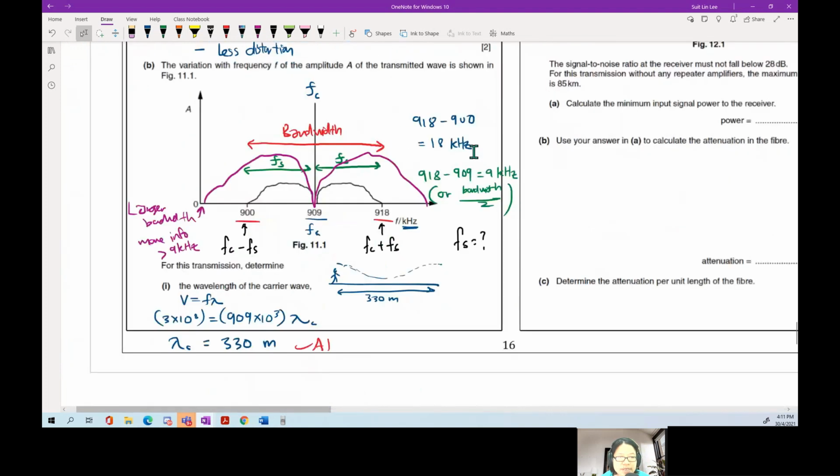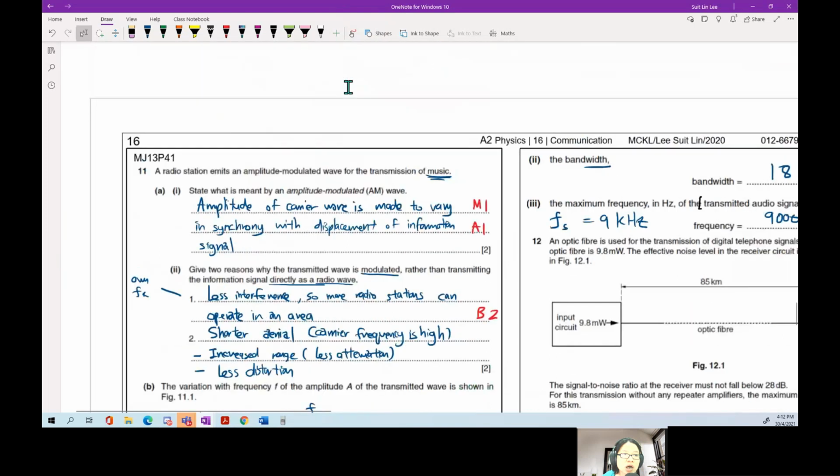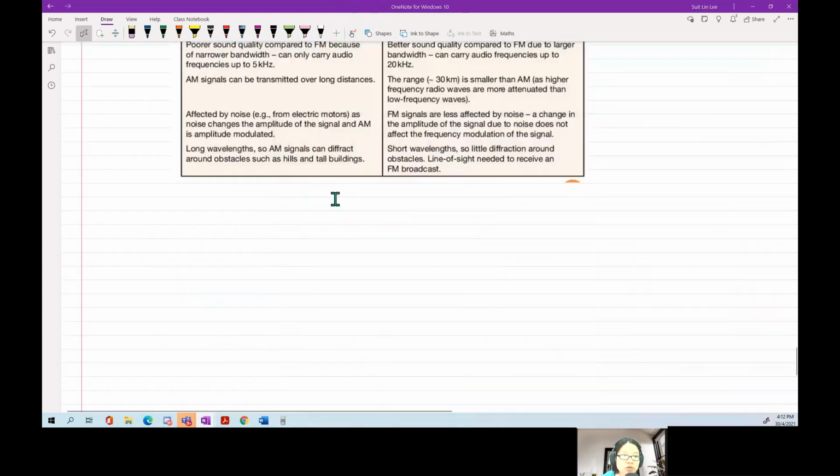Okay, we'll do one last one. So this is AM modulation, and then we're going to talk about FM modulation. I will just mention that you should review May-June 13 paper 41. This is also recorded. Okay, so know the difference between the information signal, which is where the data is, versus the carrier wave signal, which is not where the data is.